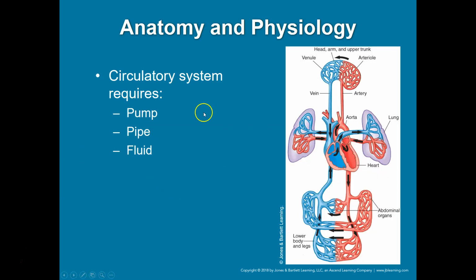Like we were just saying, the three things required to maintain adequate perfusion are our pump, which is our heart, our pipes, also called our containers, one way I kind of remember it, which is our vessels, and then the actual blood, the actual fluid.